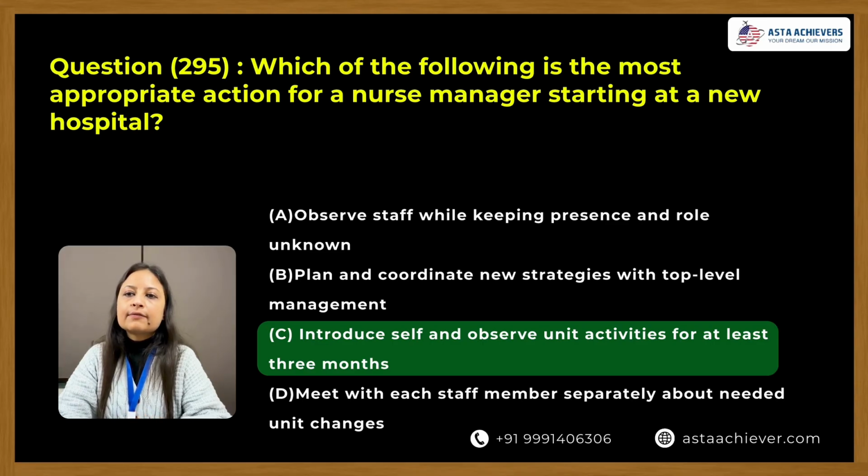Question number 295. Which of the following is the most appropriate action for a nurse manager starting in a new hospital? Option A, observe the staff while keeping presence and role unknown. Option B, plan and coordinate new strategy with top level management. Option C, introduce self and observe unit activity for at least 3 months. And option D, meet with each staff member separately about needed unit changes. So option C, introduce the self and observe unit activity for at least 3 months is the correct answer.